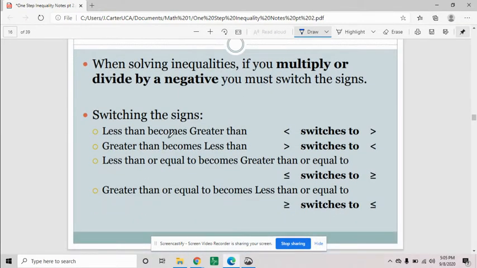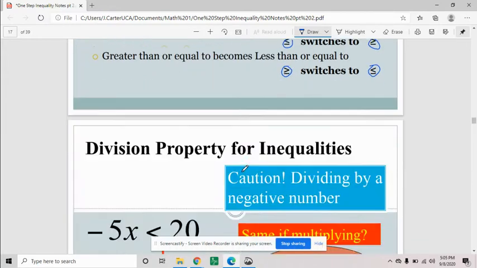So again, when you're multiplying or dividing and the number is negative, then less than is going to switch to greater than, and then vice versa. Greater than switches to less than. And then if it happens to be less than or equal to, it switches to greater than or equal to, and vice versa. Greater than or equal to switches to less than or equal to. So they literally just flip around.